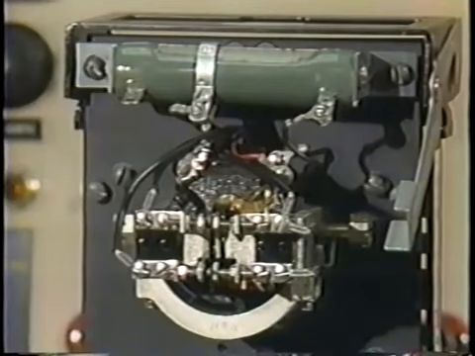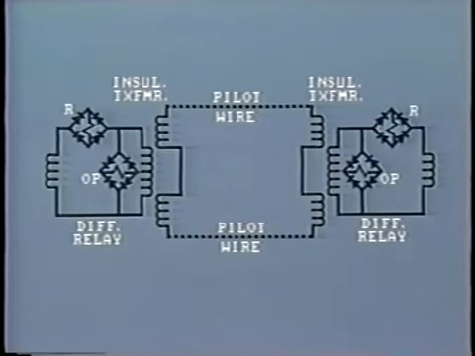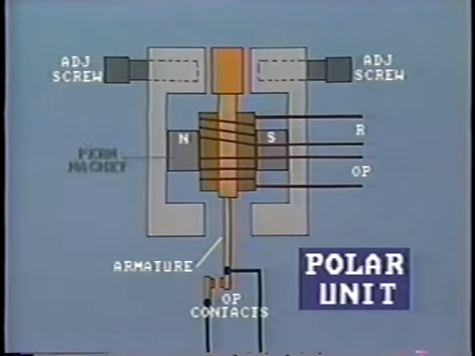In many installations, DC polar type units are used in pilot wire protection systems because of their high sensitivity and high speed. In this arrangement, the appropriate circulating current is rectified in two separate units, and the resultant DC passed to the operating coil and the restraint coil. These two coils are wound in opposing directions on the same core or armature. The armature is placed within the field of a permanent magnet.